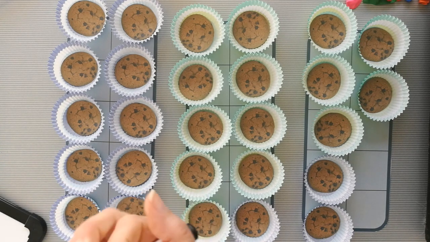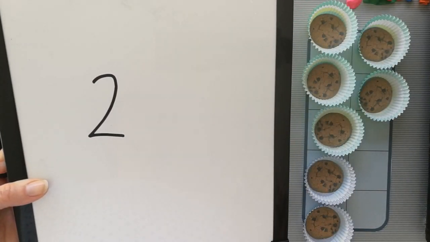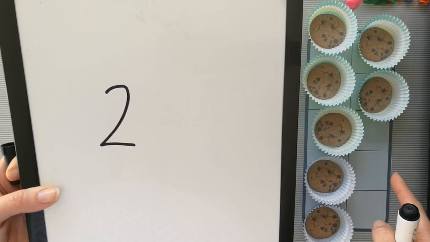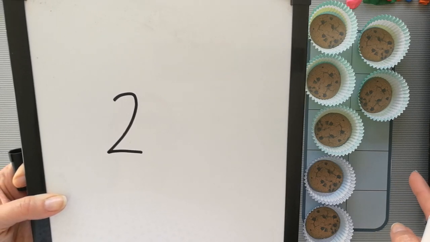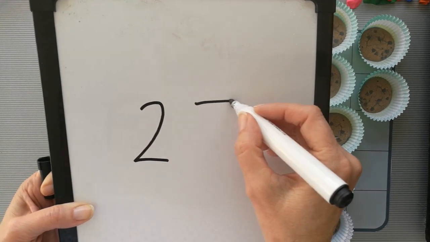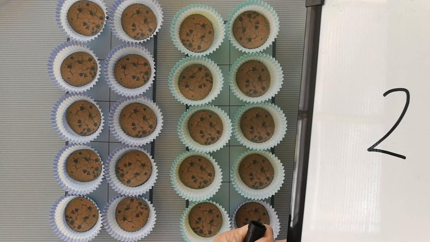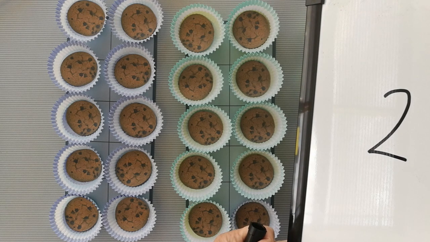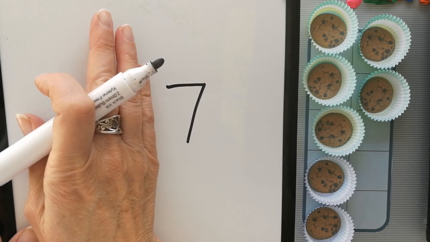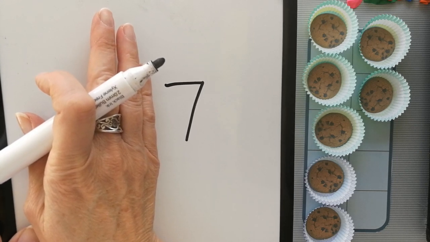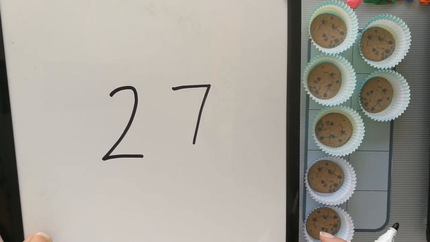So on the left, we are going to write 2. How many ones do we have? You can tell just by looking at them. You are so fast. That's right, it is 7. So on this side, we have 2 tins, 2 tens. And on this side, we have 7 ones, 7 units, 7 individual cupcakes.